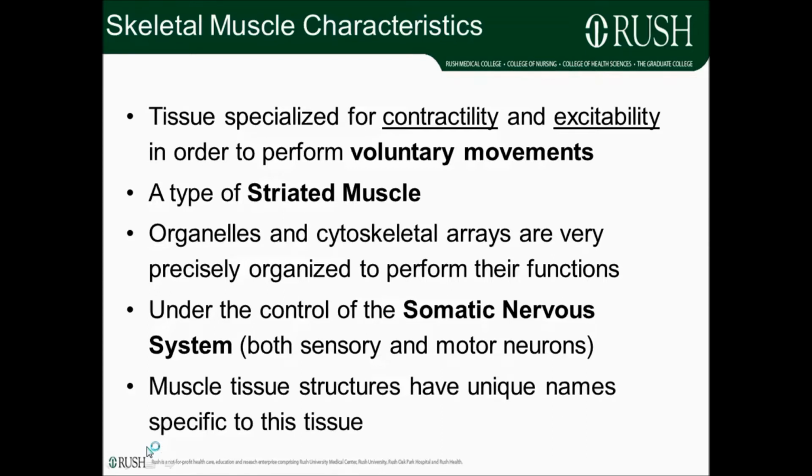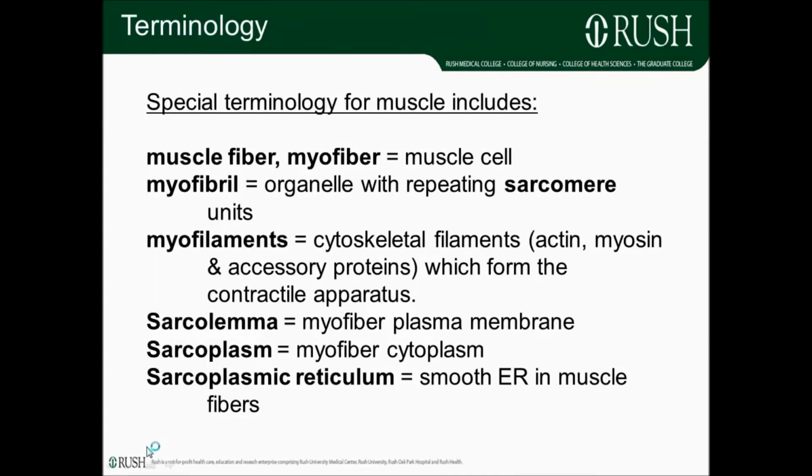As we learned previously and will review in a minute, muscle tissue structures have unique names. So what is that specific terminology? Well, muscle cells can be referred to as myofibers and muscle fibers. Remember, the myofibril is an organelle specific to striated muscle with repeating sarcomere units. These contractile sarcomere units are comprised of myofilaments, which are the cytoskeletal filaments, including actin, myosin, and all of their accessory proteins.